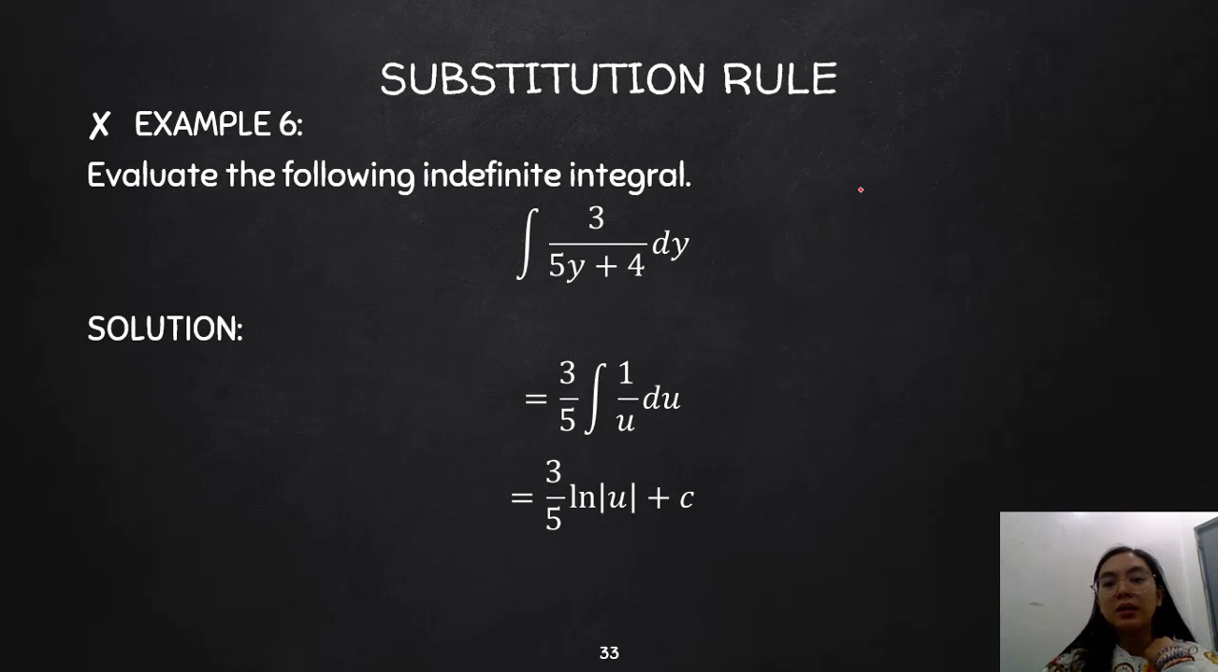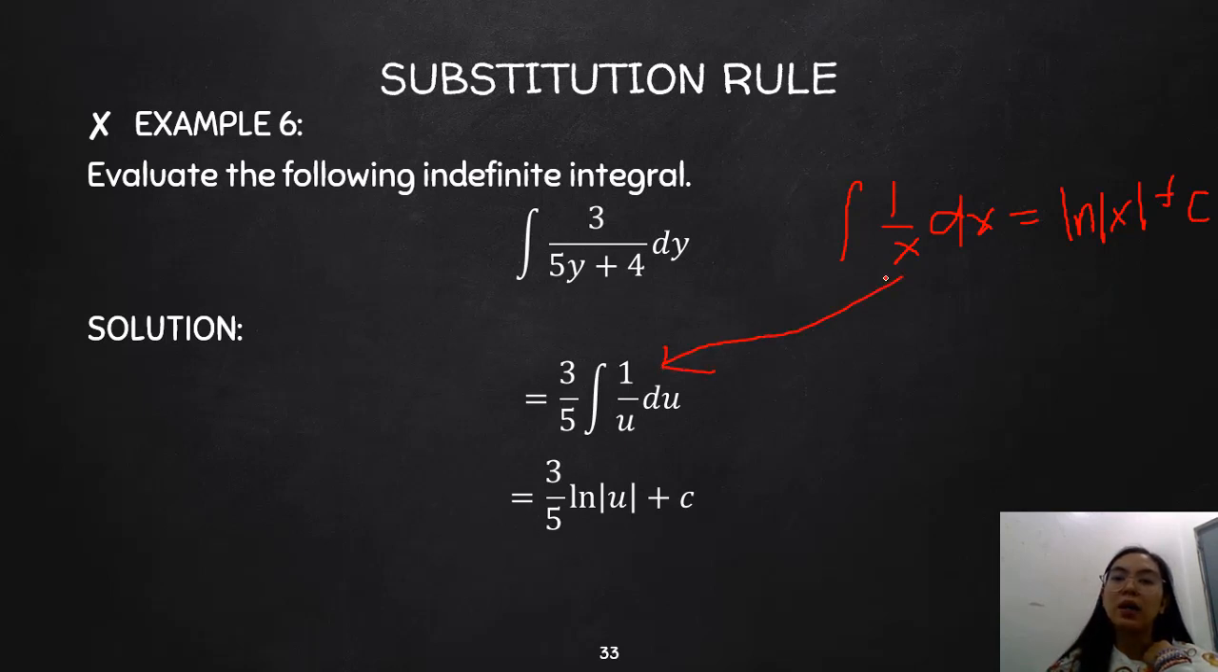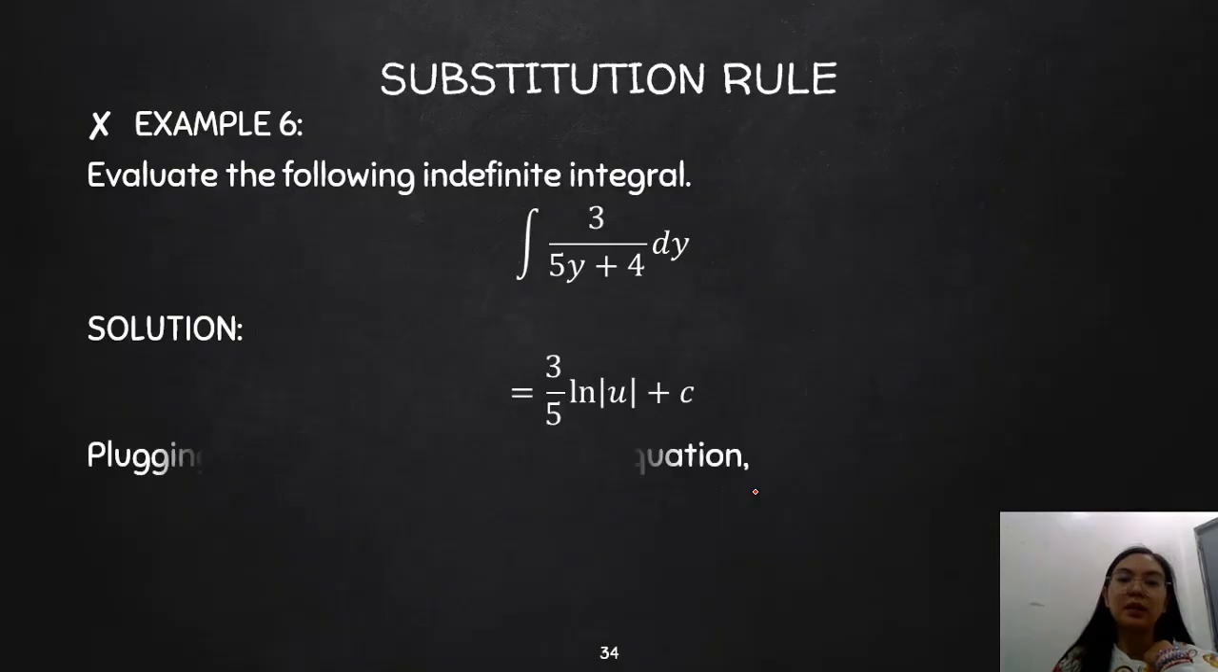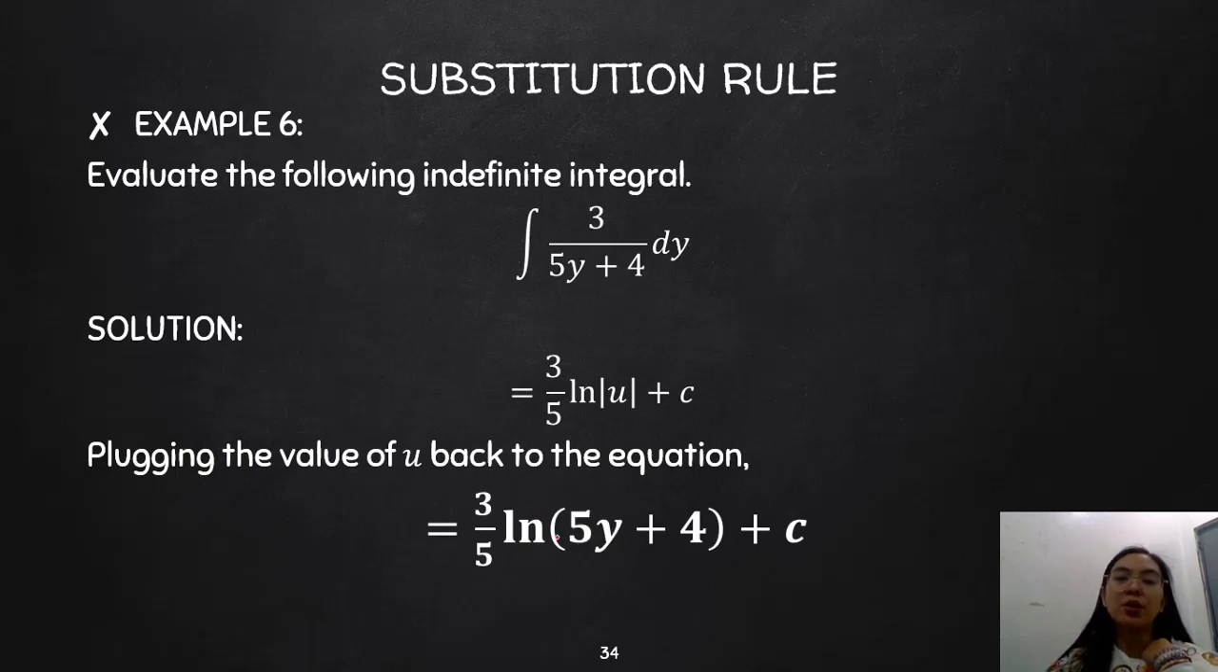This is a rule. The integral of, for example, 1 all over x dx, which I did not put here, is simply ln of x plus c. It is always like this. If you take a look, the two are very similar, such that if you evaluate this integral, you will get 3/5 ln of u plus c. And of course, plugging the value of u back into the equation will give you 3/5 ln of 5y plus 4 plus c. That is the final answer.